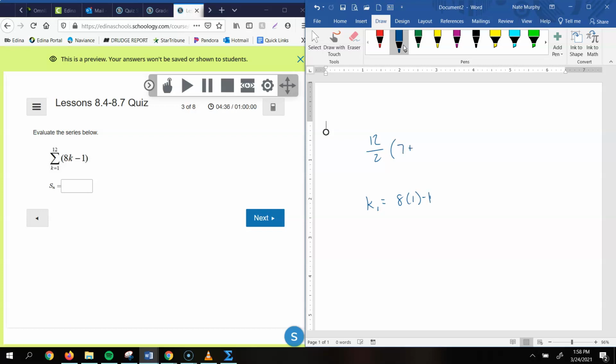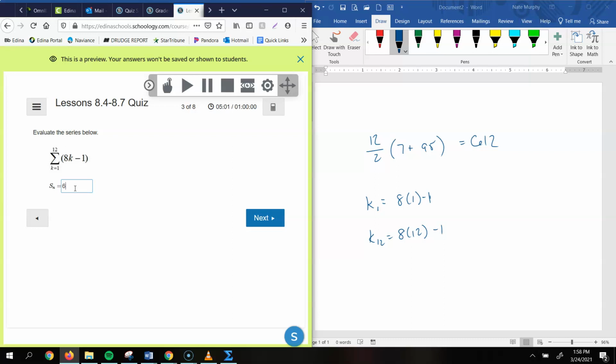The last term, so to find the last term of the sequence, we would take 8 times 12 and subtract 1. Well, 8 times 12 is 96. 96 minus 1 is 95. So for this one, we would end up taking 12 divided by 2, or 6, times 7 plus 95, or 102. And when you do that, you get 612 as your answer. So that's your answer for number 3.